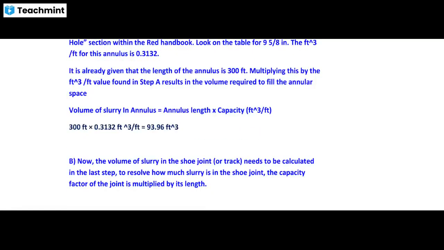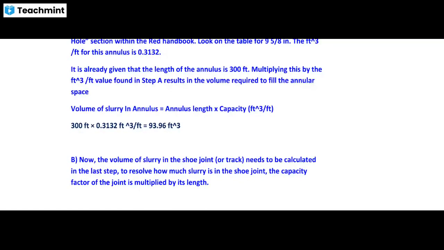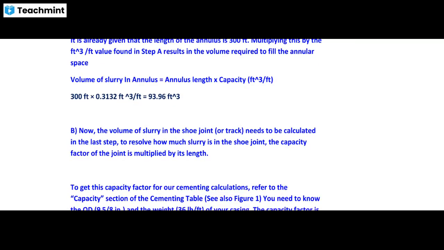So the volume of slurry in the annulus equals the annulus length times capacity, that is feet times cubic feet per foot. So you get 300 feet times 0.3132 cubic feet per foot, and you get 93.96 cubic feet. So this is the volume of slurry in the annulus that we have calculated. Now second is the volume of slurry in the shoe joint. It is calculated as the capacity factor of the joint multiplied by its length.